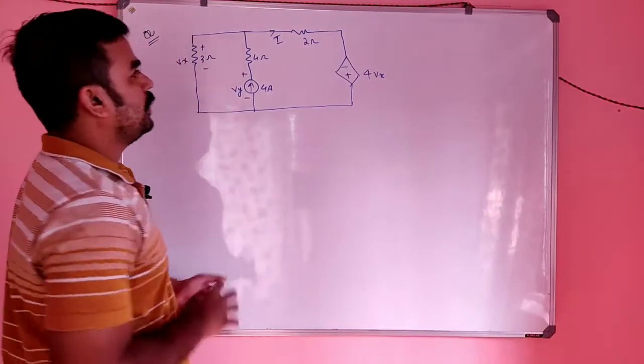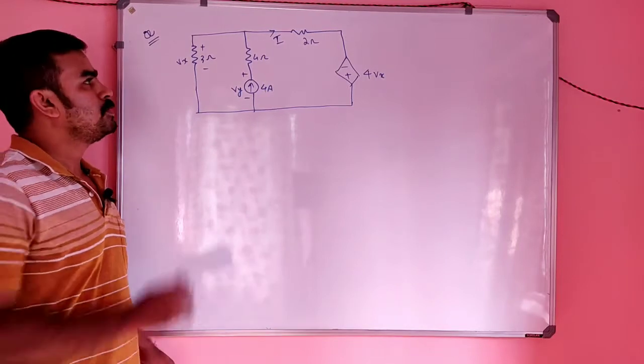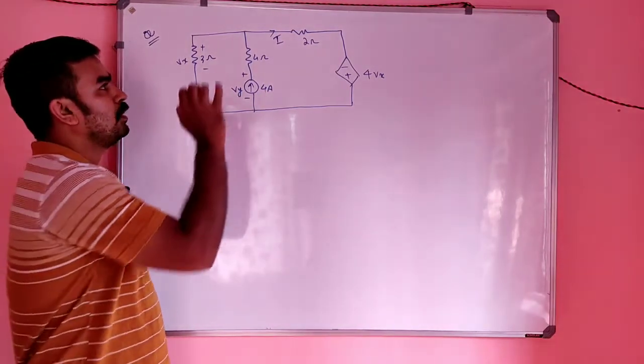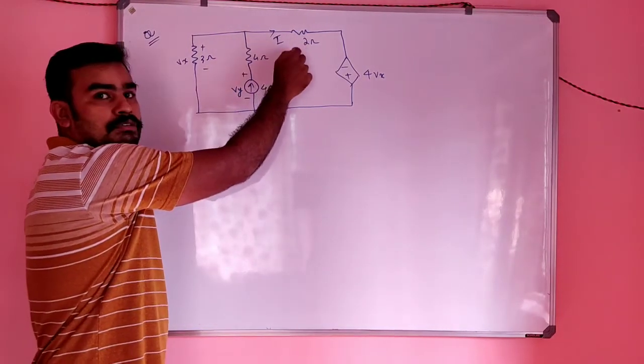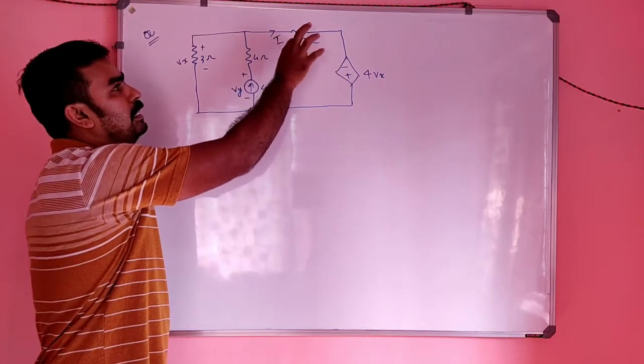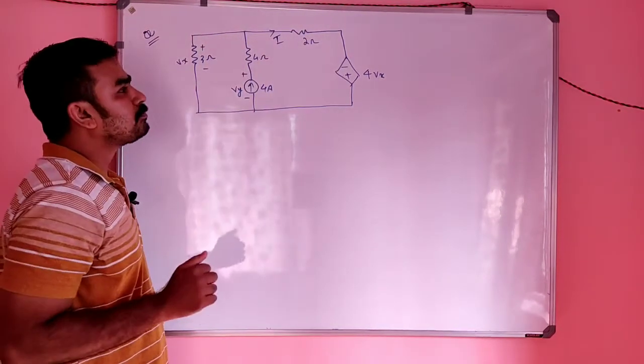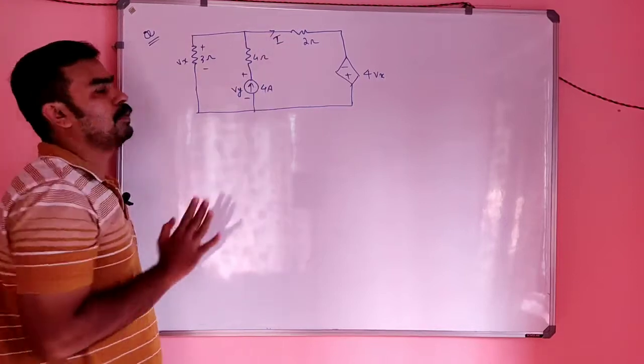Let's try to solve this problem. It's clear that there is a current I which is flowing through this 2 ohm, and we have to find the value of I.